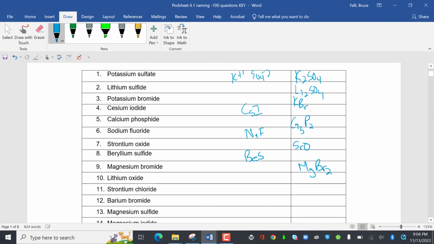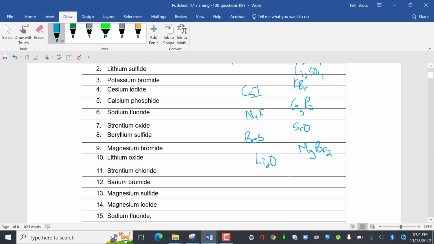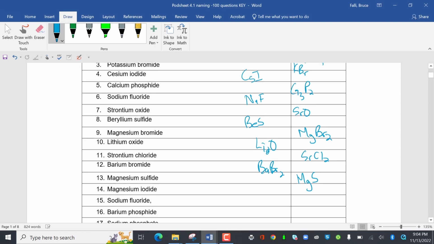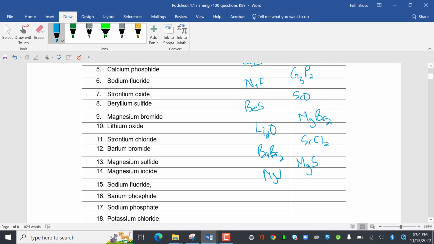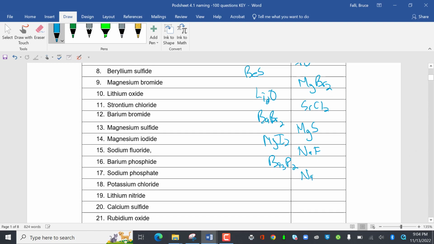MgBr2. Lithium oxide, Li2O. Strontium chloride, SrCl2. Barium bromide, BaBr2. Magnesium sulfide, MgS. Magnesium iodide, MgI2. Sodium fluoride, NaF. Barium phosphide, Ba3P2. Sodium phosphate, Na3PO4. Potassium chloride, KCl. Lithium nitride, Li3N. Calcium sulfide, CaS.